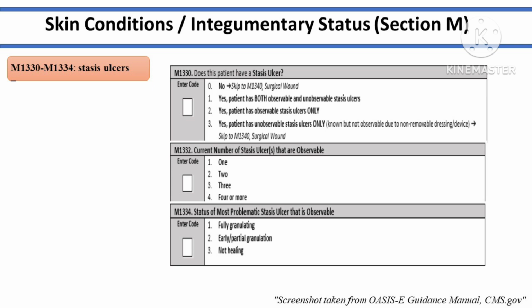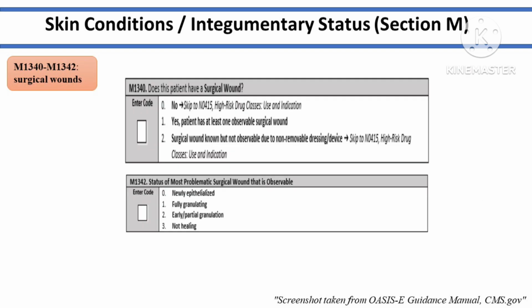M1330 to M1334 is dedicated to stasis ulcers. It includes whether the patient has any stasis ulcer or not. If yes, then how many, and the status of the most problematic stasis ulcer. If the patient has undergone any surgical intervention, then we have the M1340 to M1342 section to document details on surgical wounds. It includes whether the patient has a surgical wound or not. If yes, what is the status of the most problematic surgical wound.